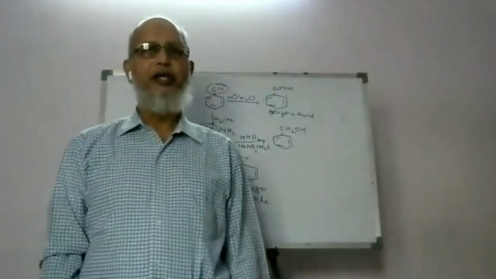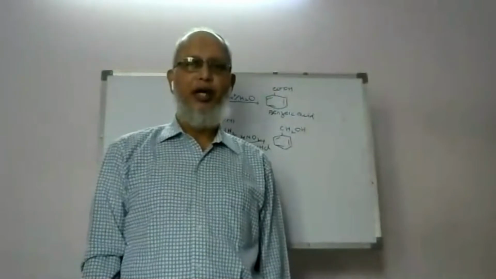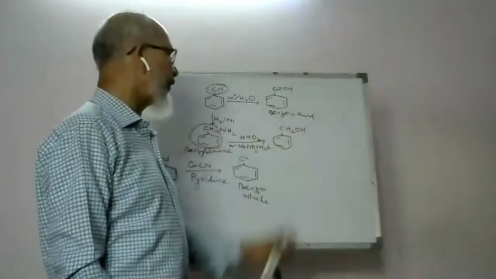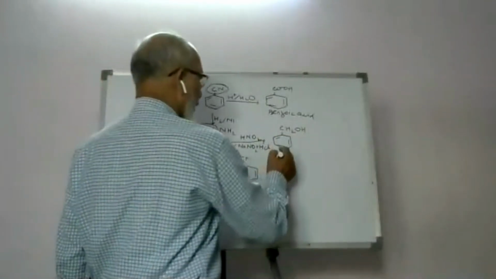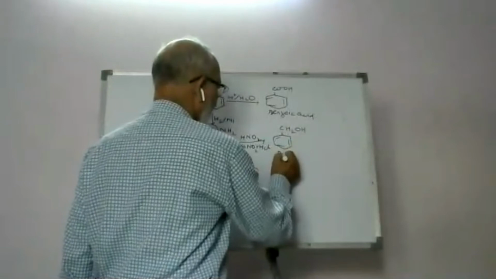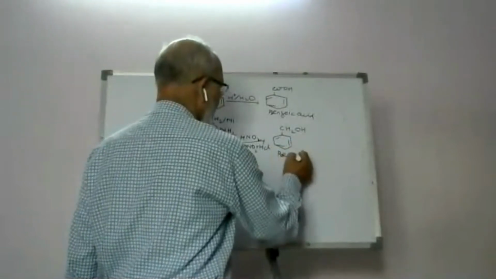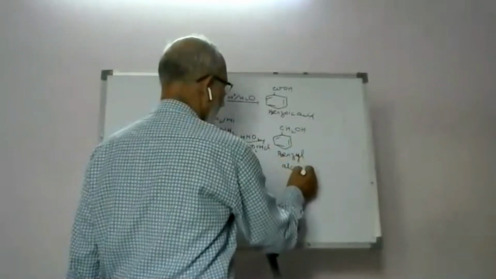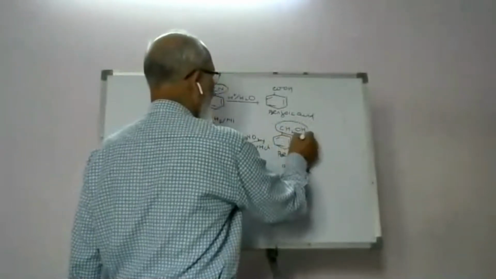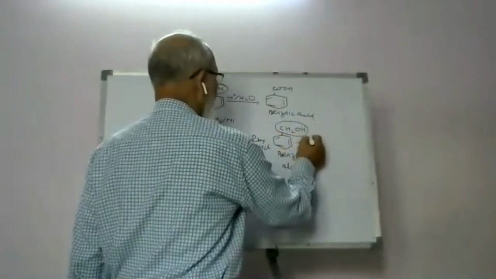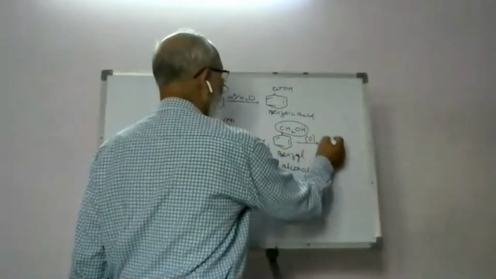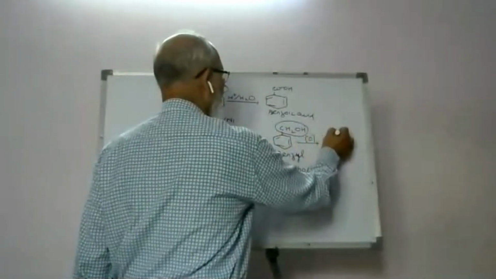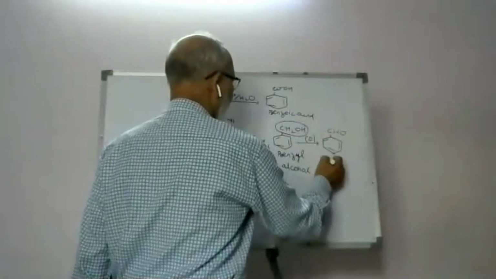OH will be phenolic when it is directly attached with the benzene nucleus, and it will be alcoholic when it is attached with an aliphatic chain. Here OH is attached with an aliphatic chain, that's why it will be alcoholic. This compound is known as benzyl alcohol. And this CH2OH group on oxidation gives you aldehyde group. This is your benzaldehyde.